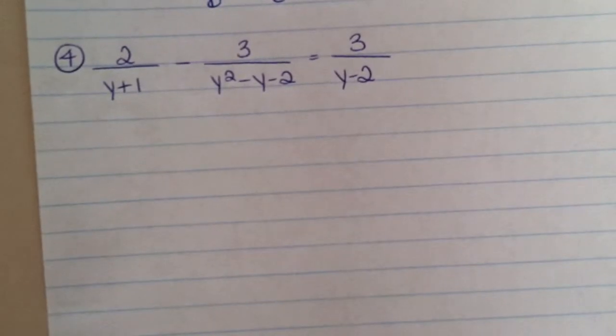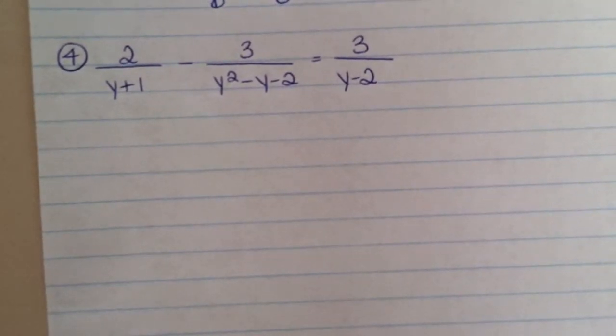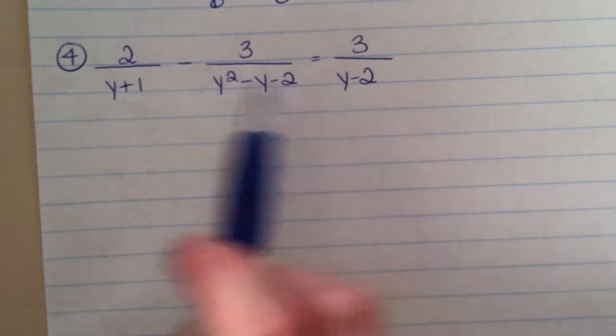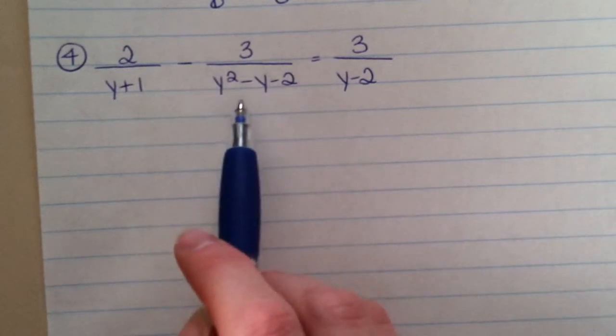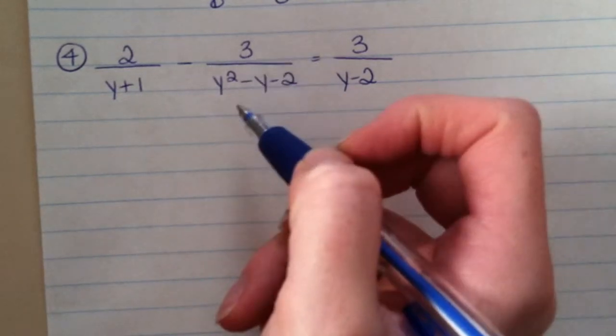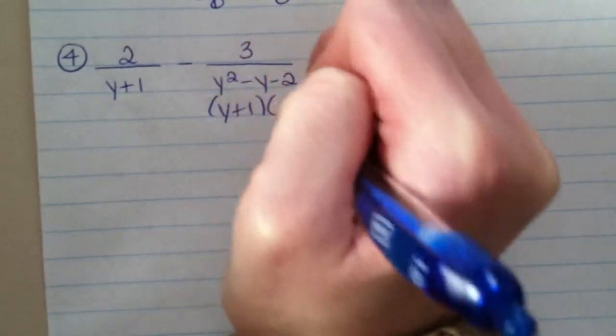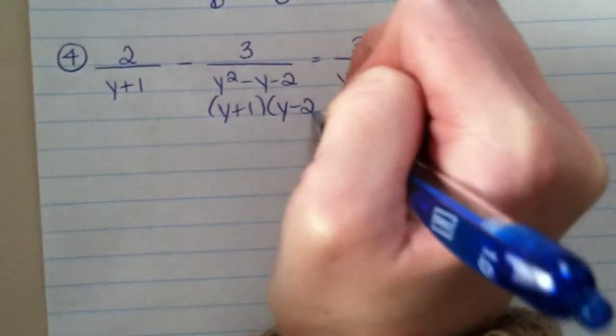Okay, one more. Our last equation, 2 over y plus 1 minus 3 over y squared minus y minus 2 equals 3 over y minus 2. Again, to find my common denominator, I do need to factor. So I'm going to factor the inner term. I have here a binomial and here a binomial. That's probably going to be part of this trinomial. So when I factor y squared minus y minus 2, I do get y plus 1 times y minus 2.